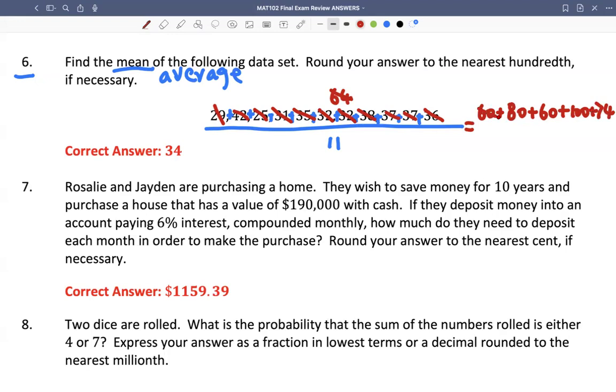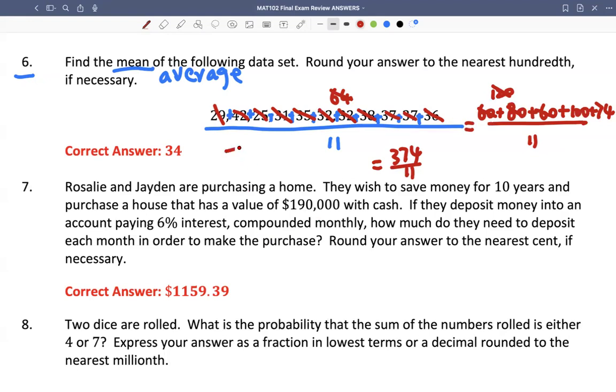60, 60, 120. 120 plus 80, 200. 200 plus 100, 300. 374 divided by 11. So I get 374 divided by 11. Of course, you can use a calculator, okay?